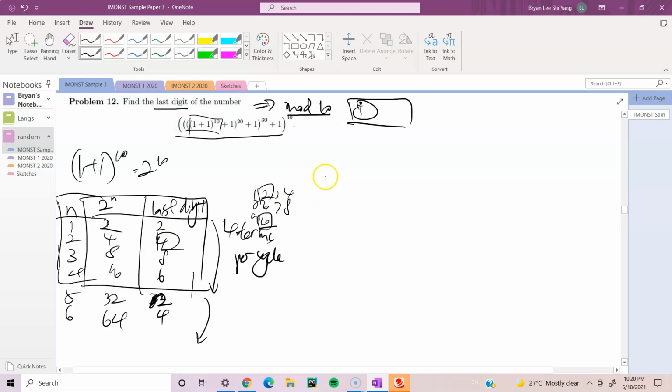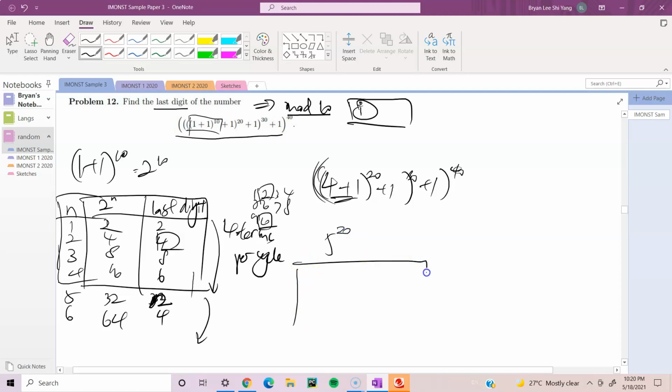So we have here 4 plus 1 to the 20th power, plus 1 to the 30th power, then plus 1 to the 40th power, which is still quite a mess, but let's tackle it slowly. So we have 4 plus 1. We can ignore the front part, the tens digit, the hundreds digit, the thousands digit. It's not important in this question. So you can see here 4 plus 1 to the 20th power, which is 5 to the 20th power.